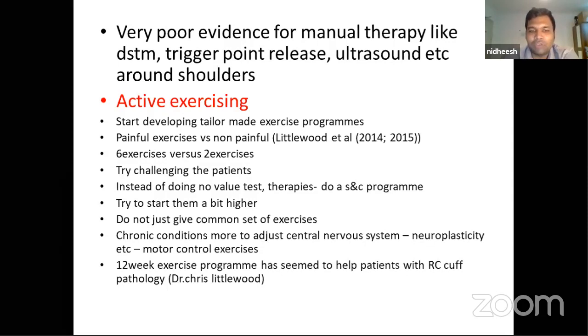And there are a lot of other chronic pain conditions. You need to deal with them differently. A lot of education has to be put in, and a lot of fears and beliefs are to be addressed. And you should always treat them actively rather than with passive approaches. For rotator cuff pathology, Dr. Chris Littlewood's studies say that a 12-week exercise program seems to be really effective. Dr. Littlewood also discussed that 3 sets of exercise seem to have a better effect than 2 sets or 1 set. But at the same time, we don't know how many reps are ineffective in each set.